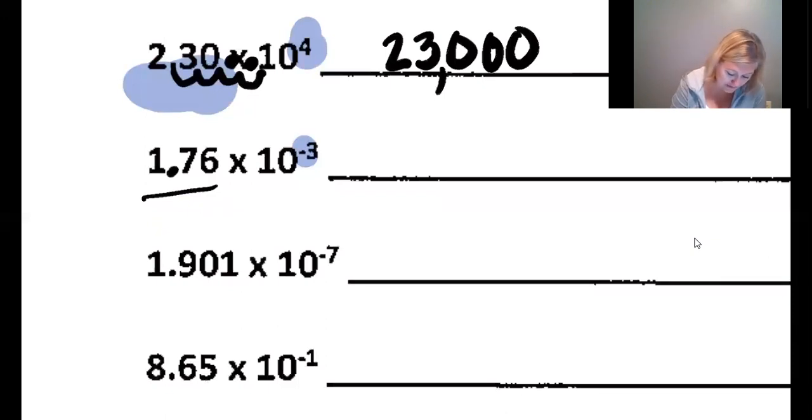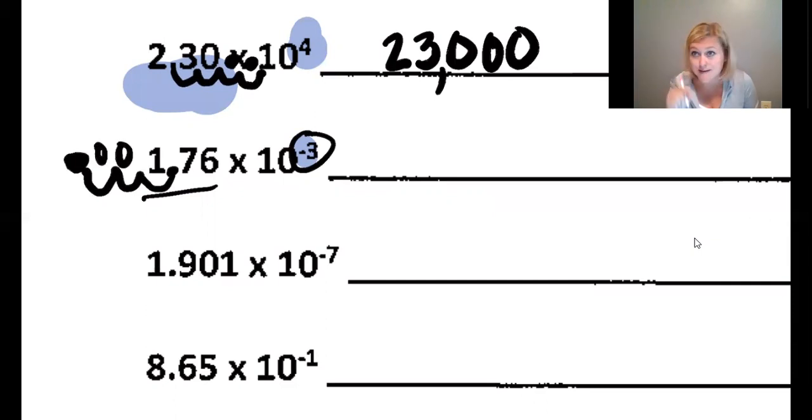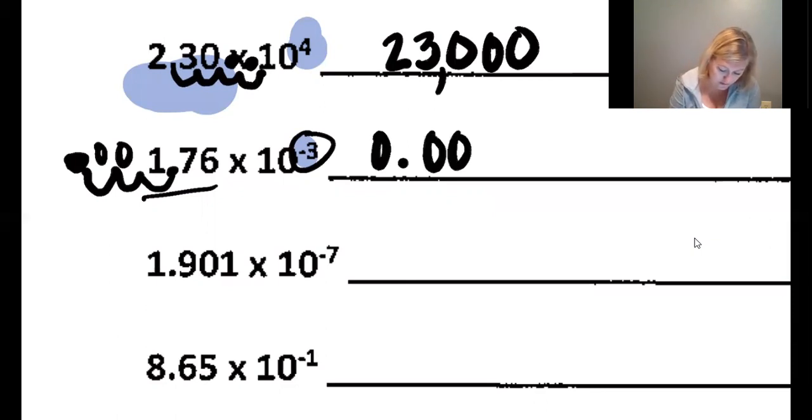So I have this number here. I need to move this decimal 3 spots. That tells me how many spots to move it. So I'm going to move my spot 1, 2, 3 spots. This is where my new decimal is. And then I fill in those blanks, those little open loops with zeros. So my new number is 0.00176.